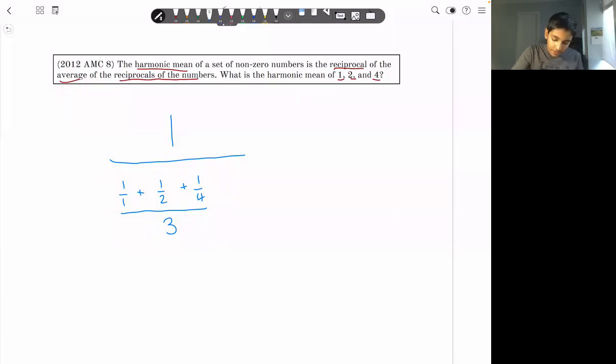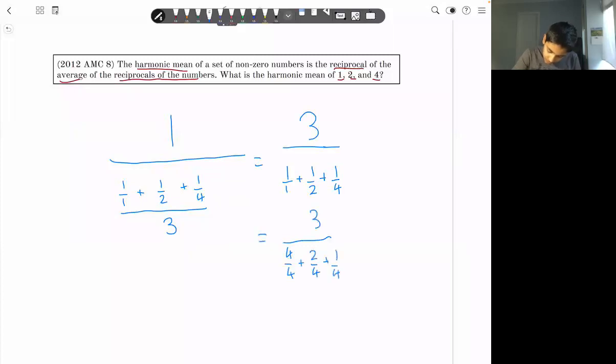And then we can simplify this. We can do a little bit of algebra here. We get 3 over 1 over 1 plus 1 over 2 plus 1 over 4. This is equal to 3 over 4 over 4 plus 2 over 4 plus 1 over 4, which is 3 over 7 over 4, which is equal to 12 over 7. Any questions on this problem?